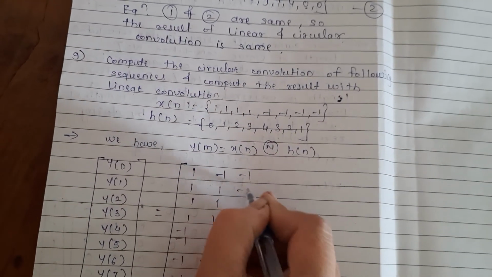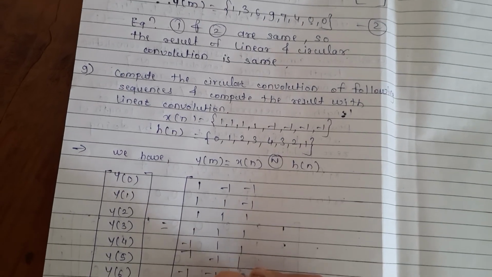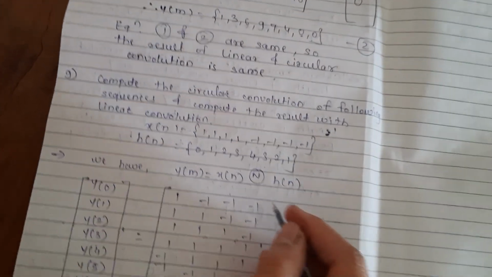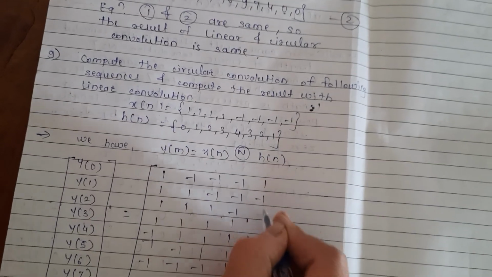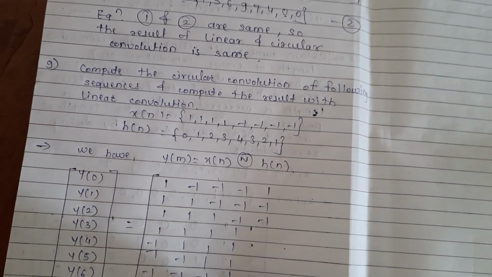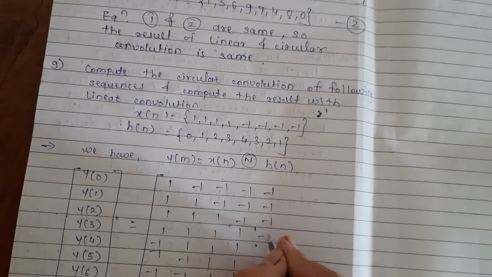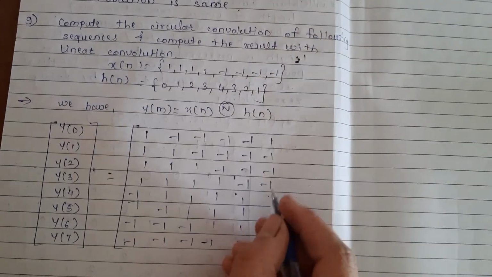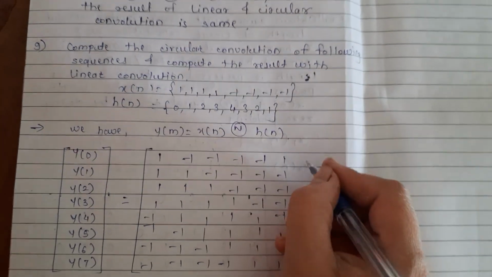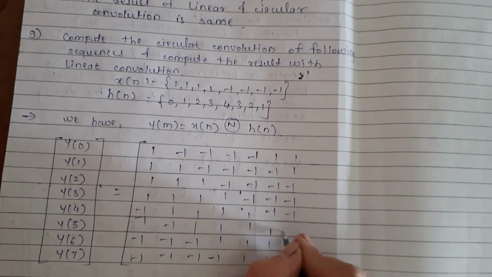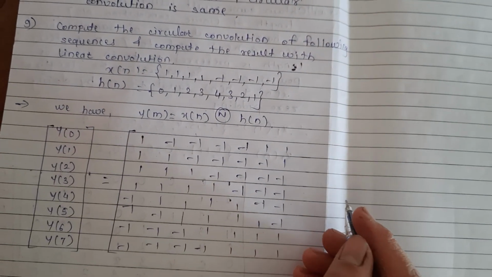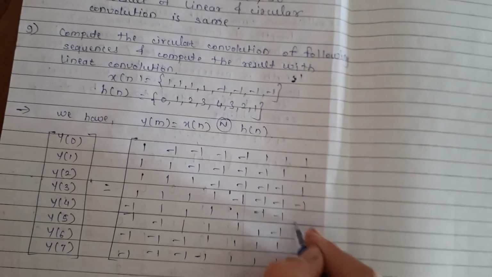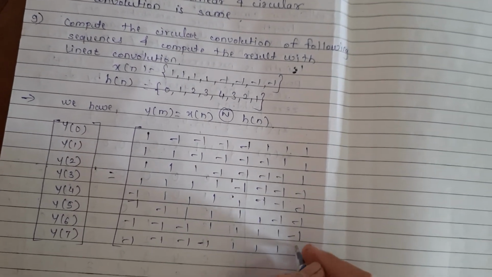Next again this minus 1 is shifted here, so it is 1, 1, 1, 1, minus 1, minus 1, minus 1, minus 1, 1, 1, 1, 1. Next it's 1 shifted here. Sorry, it is minus 1. Next is 1 shifted here, so it is minus 1, minus 1, minus 1, minus 1, 1, 1, 1. Next it is 1, 1, minus 1, minus 1, minus 1, and 1. Again it is 1, 1, 1, minus 1, minus 1, minus 1, minus 1, and it is 1.